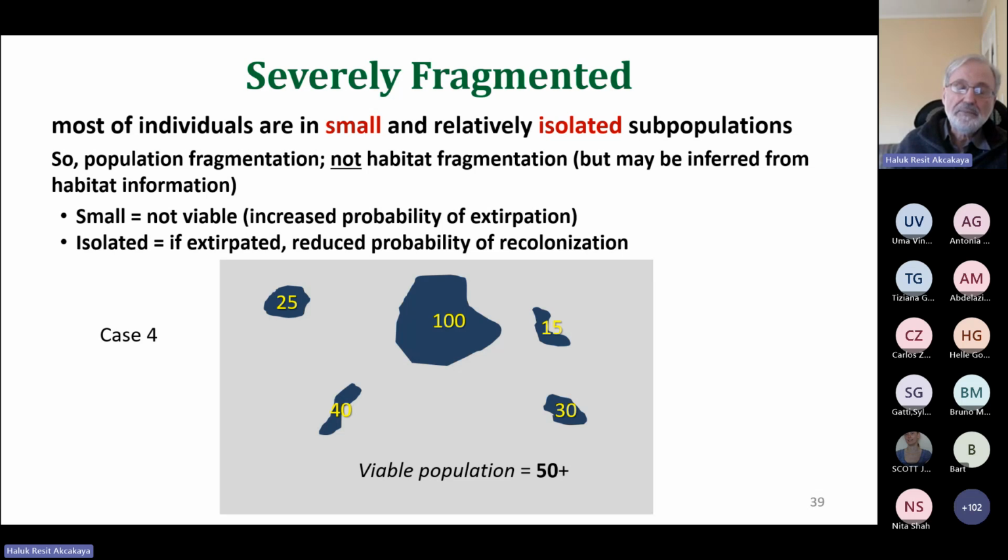Now, if instead viable population threshold is 50 mature individuals, then this is also not viable. So the number of individuals in viable populations is 100, and the number of individuals in non-viable populations is 15 plus 30 plus 40 plus 25, which is 110. So most of the population is in isolated and not viable populations. Therefore, it is severely fragmented. However, if there is dispersal between these two populations, again, it's not severely fragmented because this is connected now. It's not isolated. So the number of individuals in small and isolated populations is 95, and it's less than half, and therefore it's not severely fragmented.